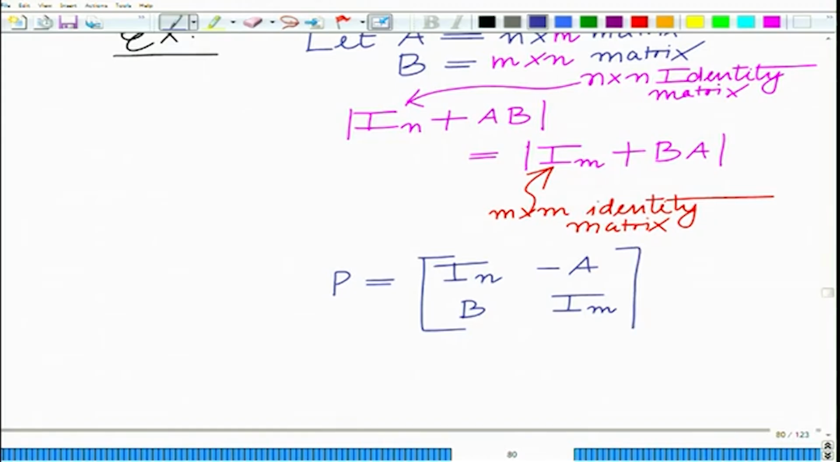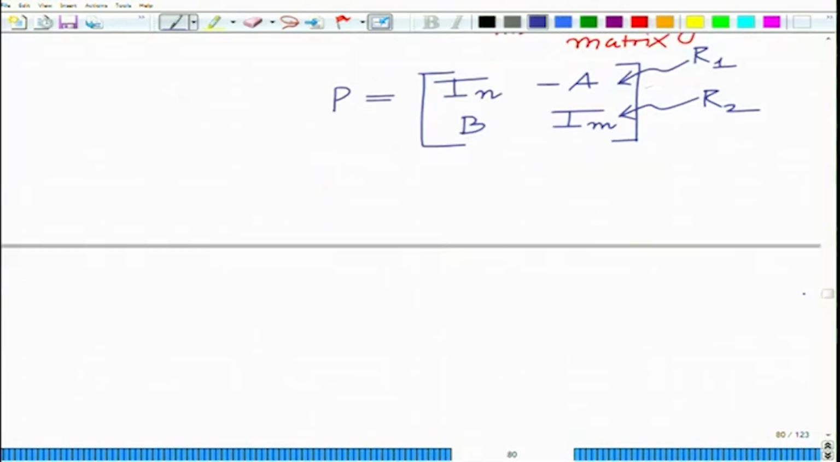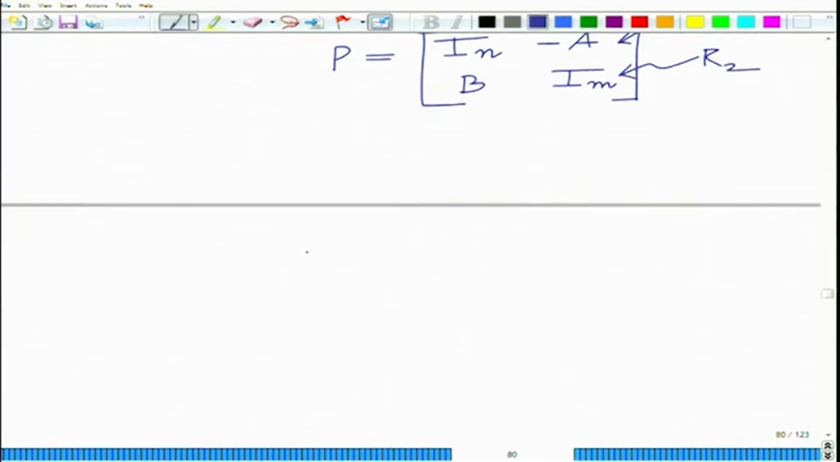Now, I can perform row operations, or in this case block row operations. Let us call this block row 1, denoted by R1, and this block row 2, denoted by R2. Now, let us obtain P tilde by performing R2, that is block row 2, minus the matrix B times block row 1.